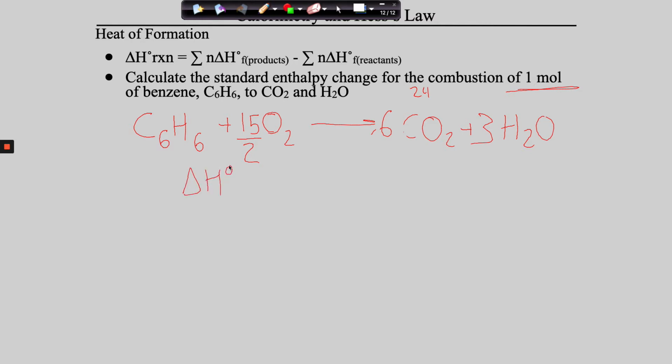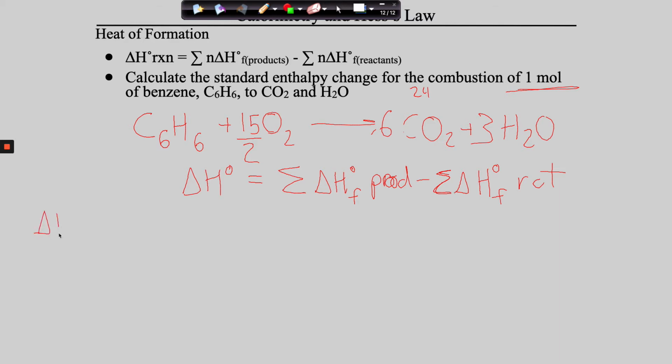Delta H naught is equal to sigma delta H naught formation of products minus sigma delta H formation of reactants. Like so. Now, guys, the next step is you have to set this up for this particular problem.